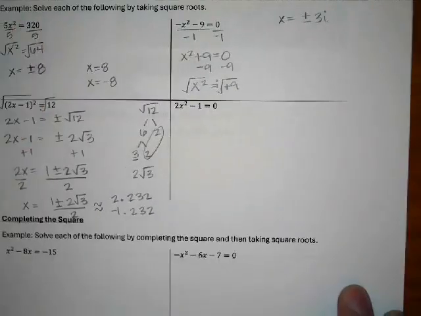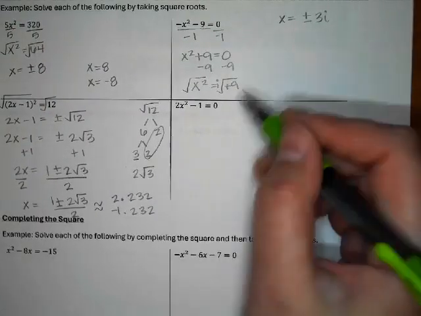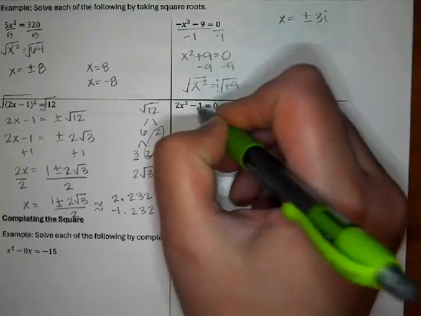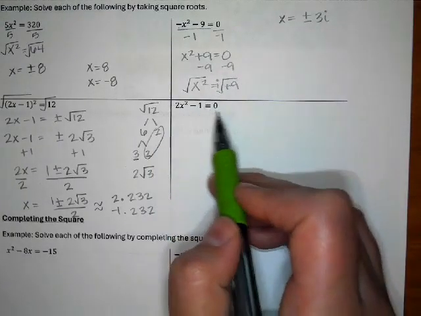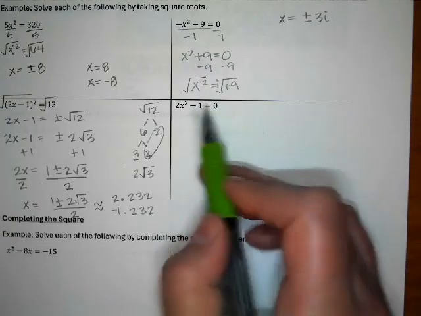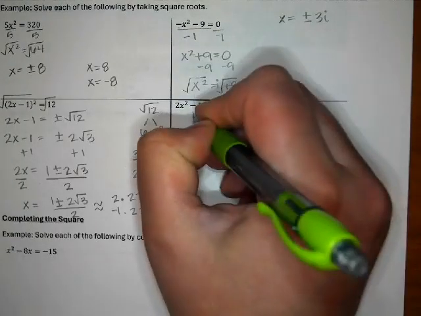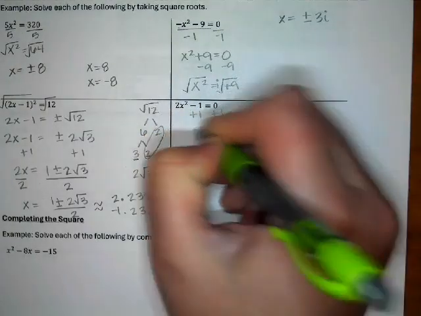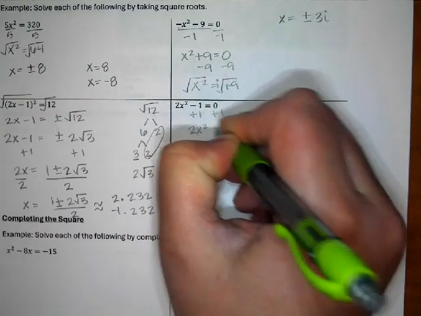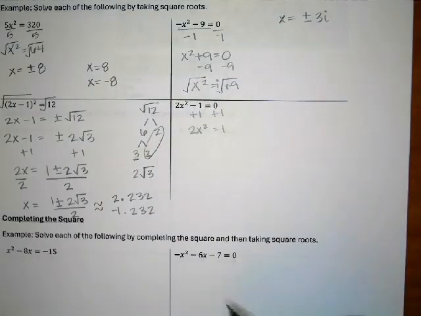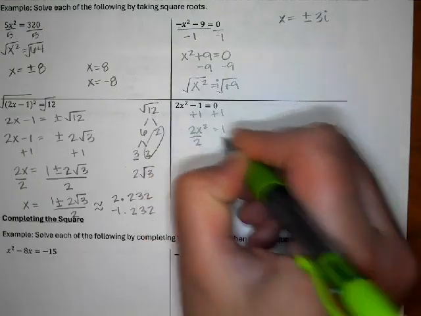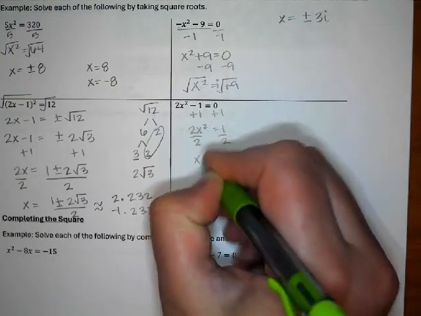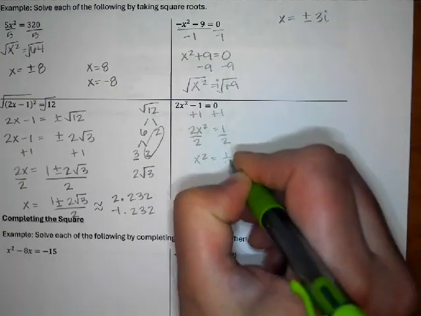Okay, for the next one, this one's ready to solve by taking square roots. It equals 0, which is fine. There's no negative in the front. So I'm going to go ahead and just add the 1 to the other side. And then to get the x squared alone on that side, I'll divide by 2. And then I can square root.